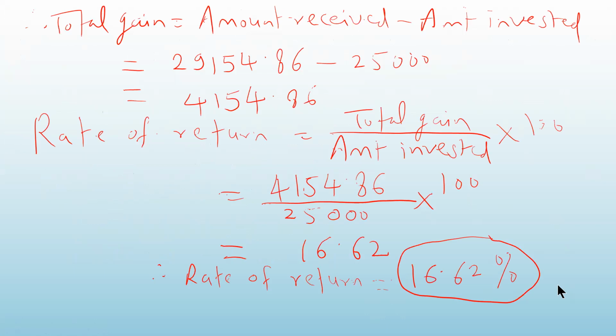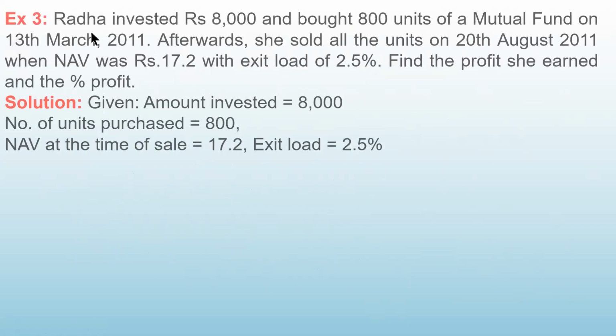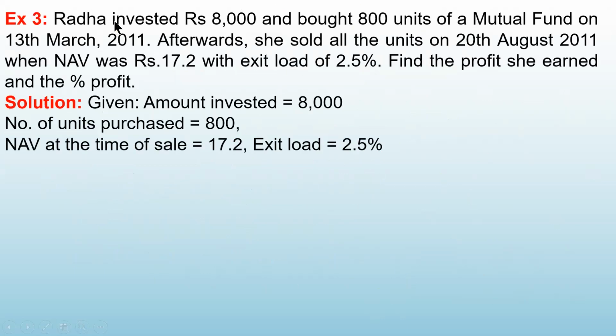Okay. So let us now go to the next question. Third question. Radha invested rupees 8,000 and bought 800 units of a mutual fund on 13th. Afterwards, she sold all the units on 20th August when NAV was rupees 17.2 with exit load of 2.5%. Find the profit she earned and also the percentage profit.